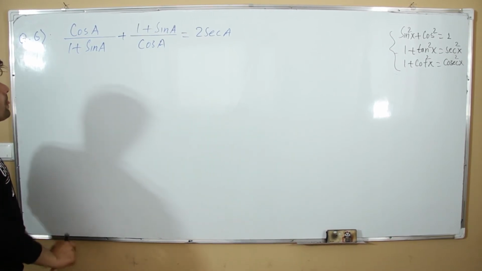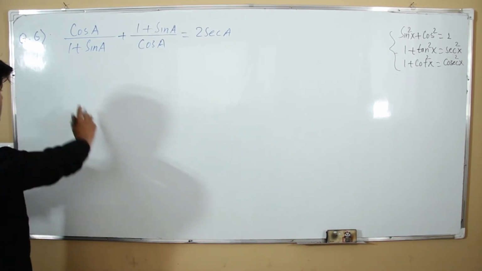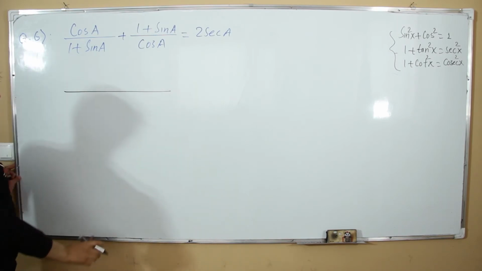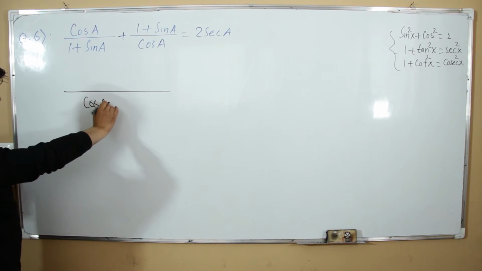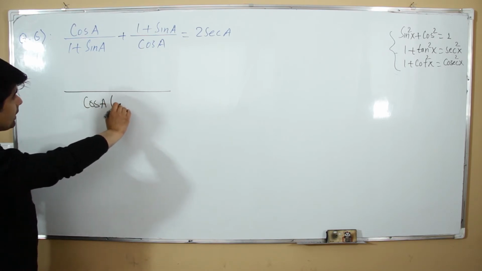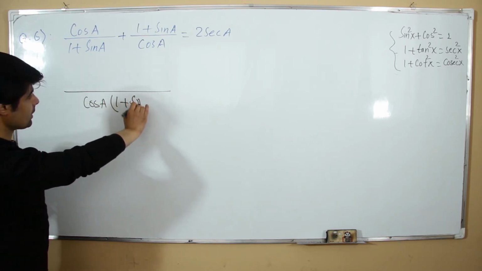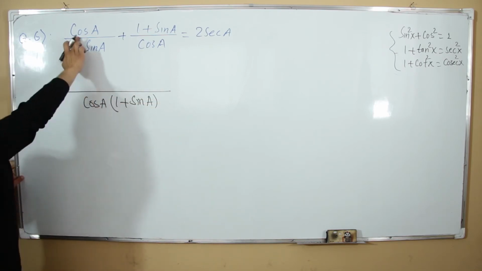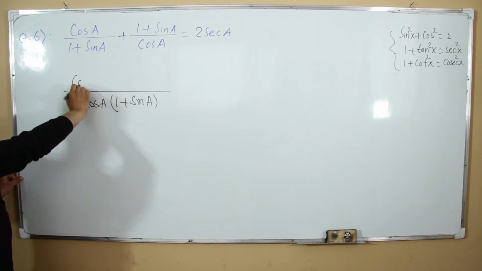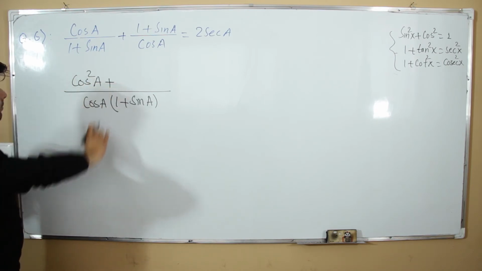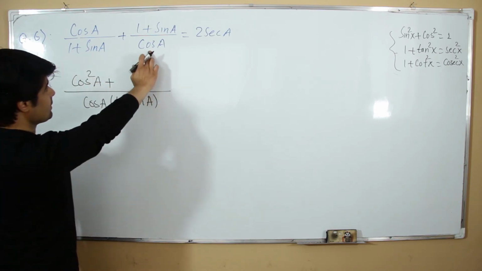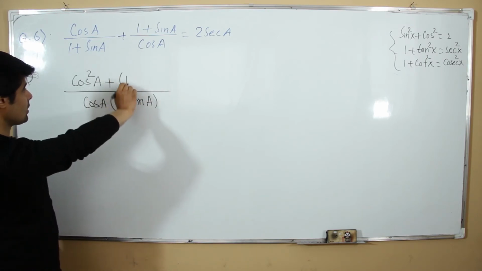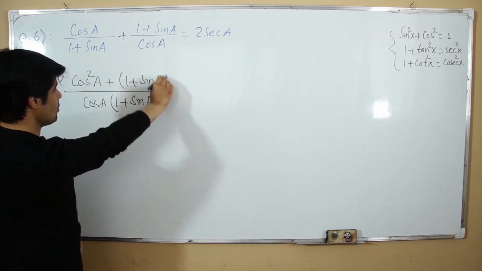Question number 6. What do you think? In the LHS we should have a factor of the denominators 1 plus sine a and cosine a. So the common factor of both is cosine a multiplied with 1 plus sine a. Am I right or not? Yes. Now this divided by this one, cosine a times cosine a is cosine square of a, plus this is divided by this one, so cosine a is cancelled. 1 plus sine a, 1 plus sine a, it is 1 plus sine a whole square.